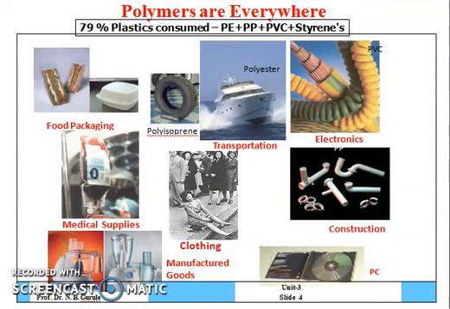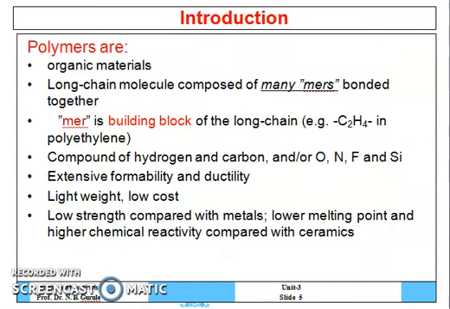Now, if you see these photographs of different parts which are specifically made from a variety of plastics, these plastics find more use in industrial applications, domestic applications, and some high-tech applications. That's why we must know the different types of plastics and their properties. So let us start with the introduction part.